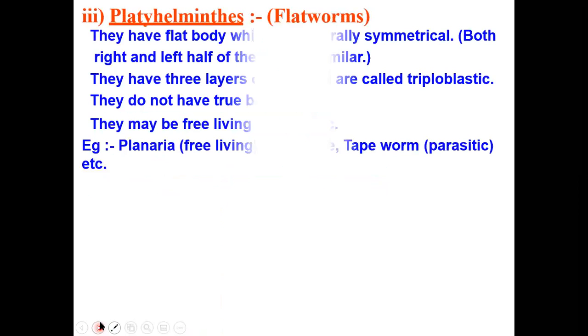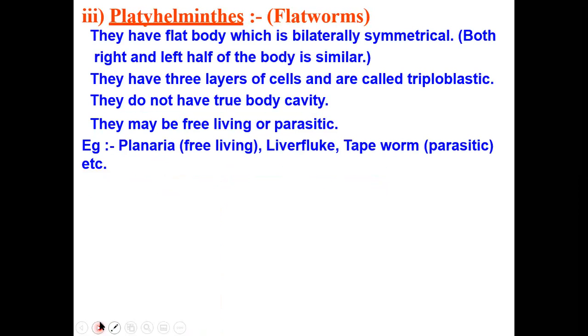Now we will discuss Platyhelminthes. Platyhelminthes means flat worms. They have a flat body which is bilaterally symmetrical. Both right and left halves of the body are similar. They have three layers of cells. That's why these are known as triploblastic. They do not have a true body cavity. They may be free living or parasitic. Examples are planaria, that is free living, and liver fluke and tapeworm, these are parasites.